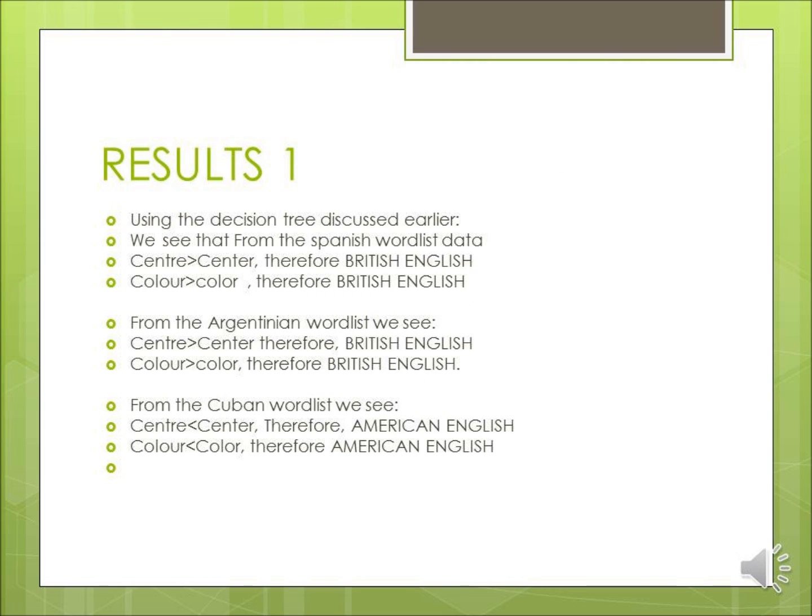Okay, so using the decision tree we discussed earlier, we've now got a set of results. From the Spanish word list data, we can clearly see a trend towards British English. The centre ending in RE and the colour with the U included are both much more frequent. From the Argentinian word list, we also see British English with the same spellings applying there. The Cuban word list, as discussed, is a slight anomaly, with the American spellings both occurring much more frequently than the British counterparts.